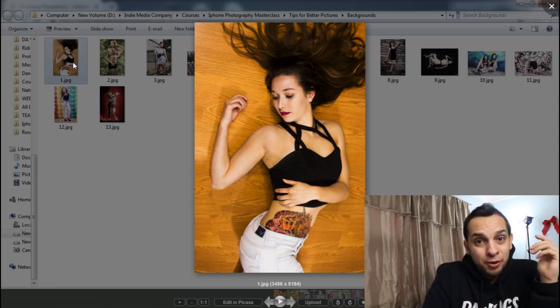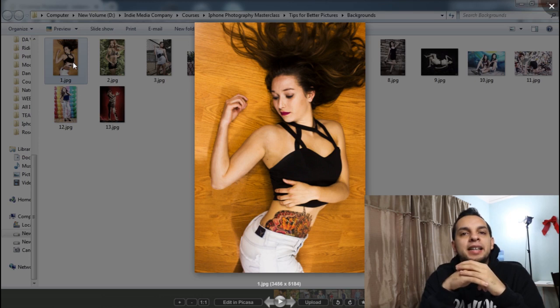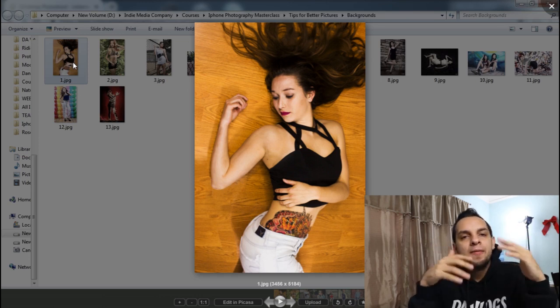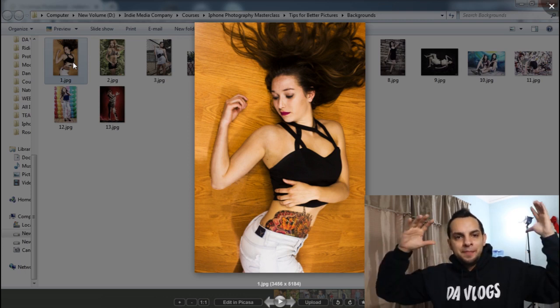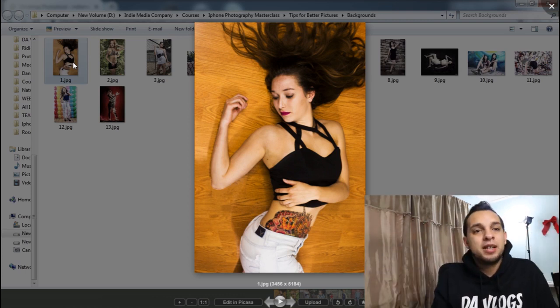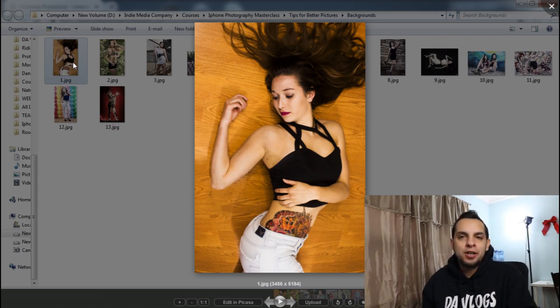Sometimes it could be the floor even, like in this picture right here. Or it could be a wall, a fence, and so many other things that can make backgrounds look very interesting. We're going to go over a bunch that I've done throughout my work. So this is all from my portfolio. And hopefully it gives you guys some ideas to start looking at your environment to find things that can make good backgrounds for your picture.